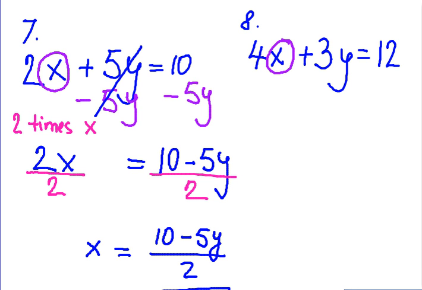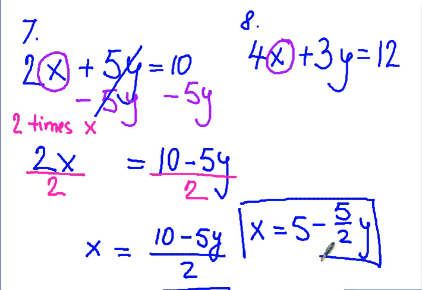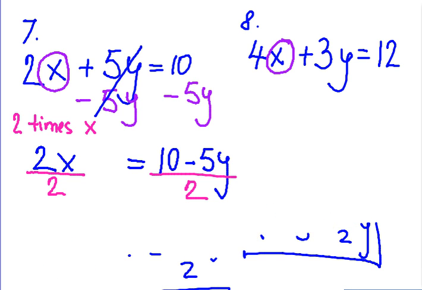I have a feeling that I wrote it somewhere where you do not see, so let me just copy the final answer. X is 5 minus 5 over 2y. This would be the final answer. So we are done with problem 7. Let me erase these things so that we can get ready with problem number 8.